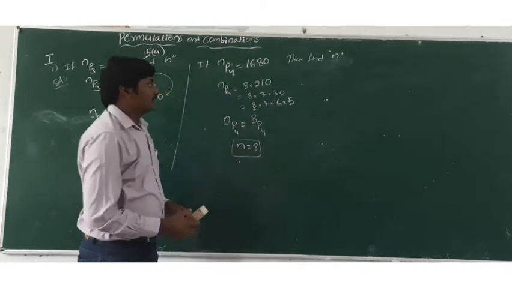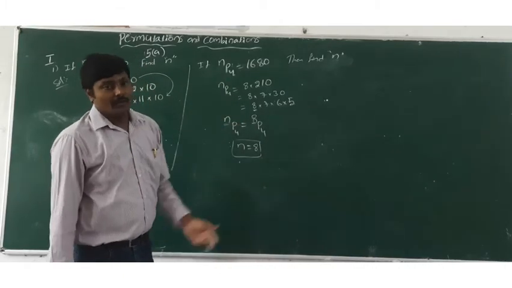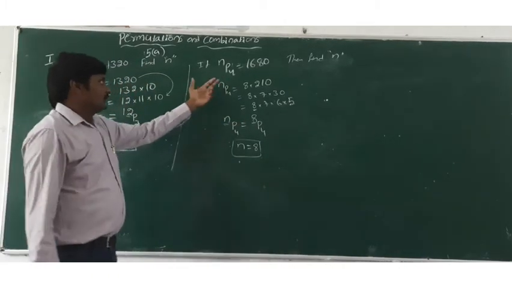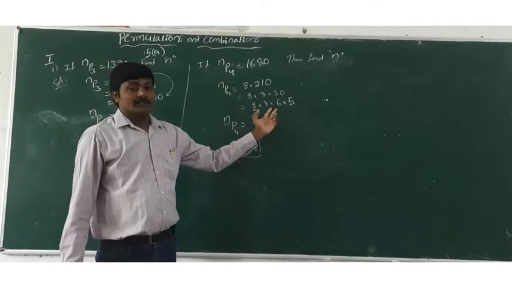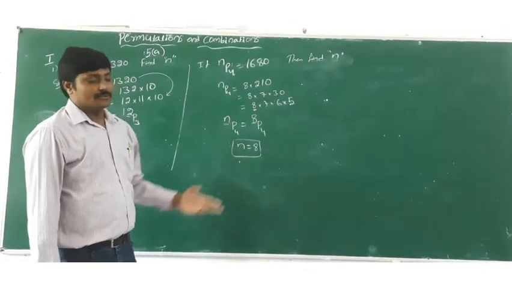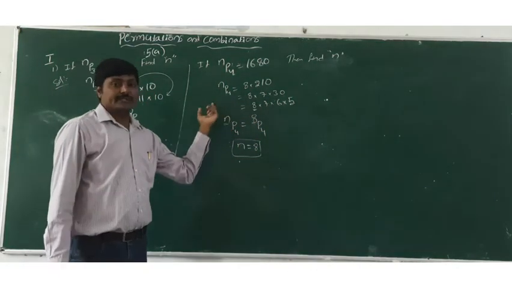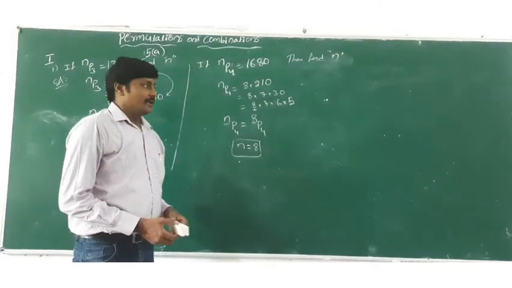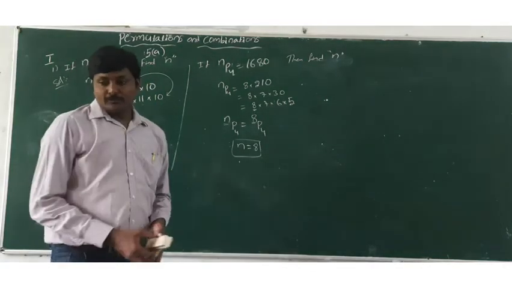This is the method for finding the n value or r value. We have 4 consecutive terms, and the highest number is n. Okay, next problem.